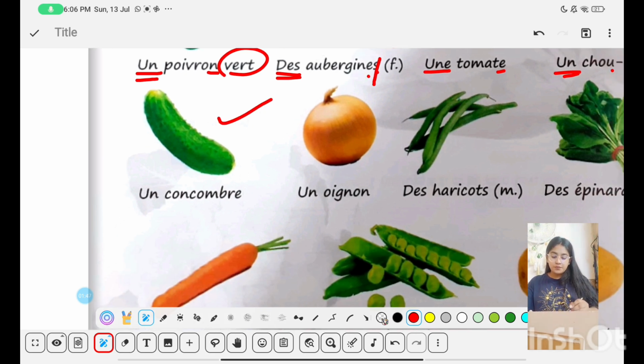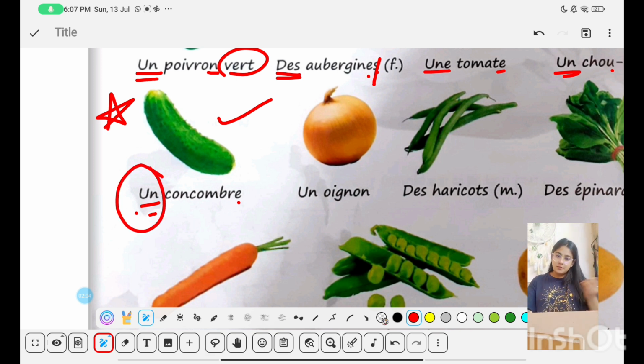Okay, moving on to a cucumber. A cucumber. Ending with e, but the article is un, because this is an exception. So you have to mark a star here. You have to remember that a cucumber is an exception. It is ending with e, still the article it will take is un, masculine.